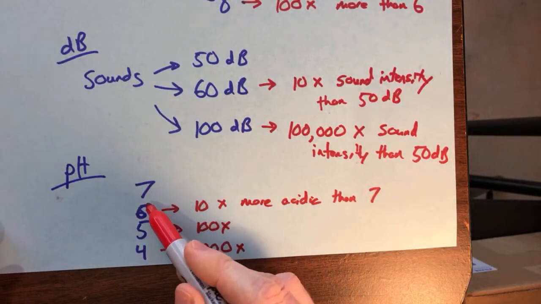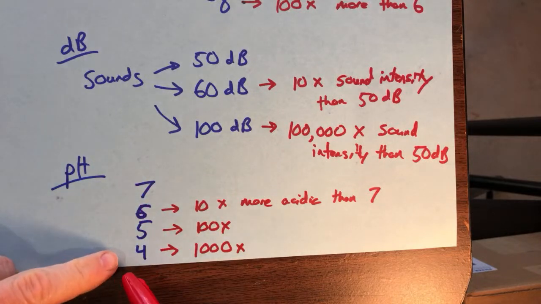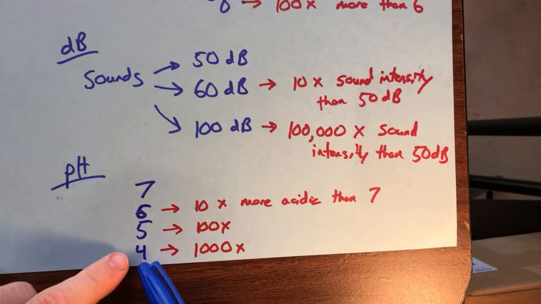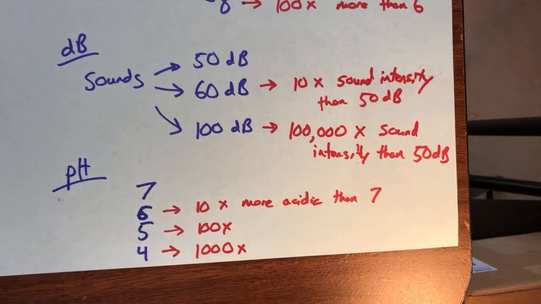So each drop of 1 on the pH scale is 10 times more acidic. Or conversely, each increase of 1 on the pH scale is 10 times more basic, or 10 times less acidic. And you'll find that this acidity and basicity, they're just inverses of each other. And so you can talk about the basicity of something that has a low pH. You can talk about the acidity of something that has a high pH.